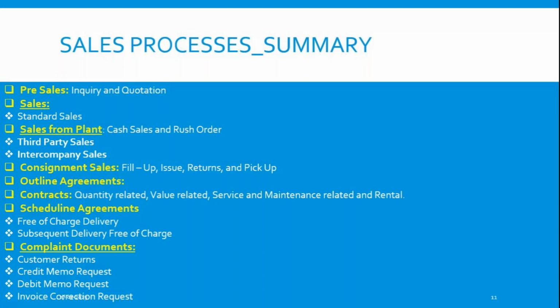In interviews, a minimum of 3-4 questions come from the sales process. What sales processes are you aware of? What are the standard sales processes we have? How does the process work? What is the difference between this process and that process? In what situations does third party sales come into the picture? What material type is used? How does the intercompany sales process work? What are the various sub processes under consignment sales? Can you tell me some outline agreements? What is the difference between a debit memo request and a credit memo request? What is the invoice correction request? When do we use it? Like that, you can expect a minimum of 4 to 5 questions in interviews.